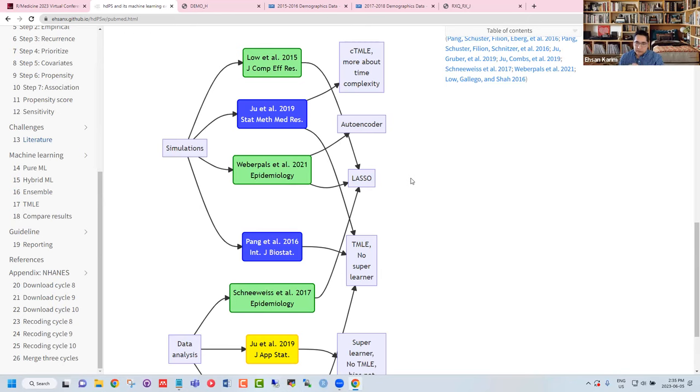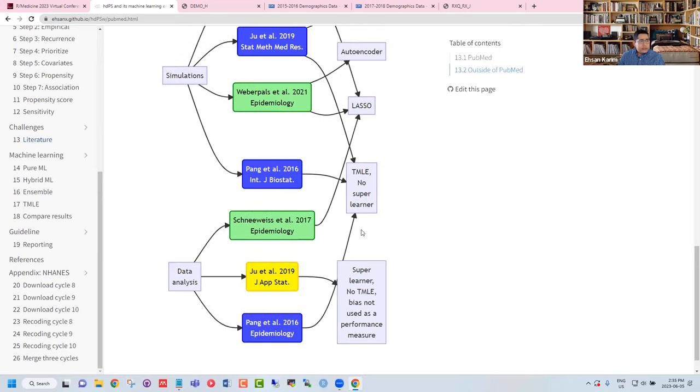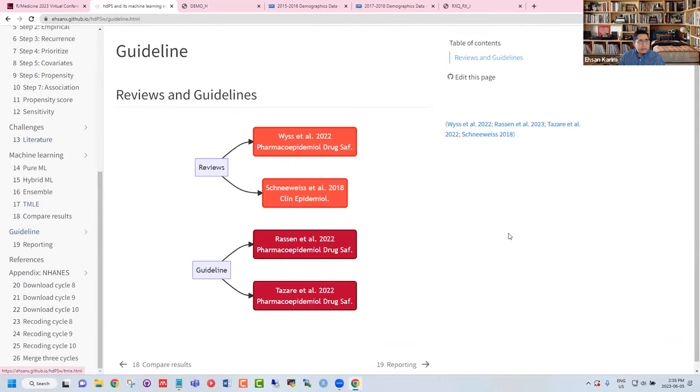All right. That brings us to the last point that I want to bring up, and this is more about the reporting of the high dimensional propensity score algorithm. If you look at the literature, last year two reporting guidelines came out in the same journal, and the guidelines were very similar. There are also two other reviews that were published. One review was more targeted towards machine learning, and the other is more targeted toward the high dimensional propensity score algorithm.